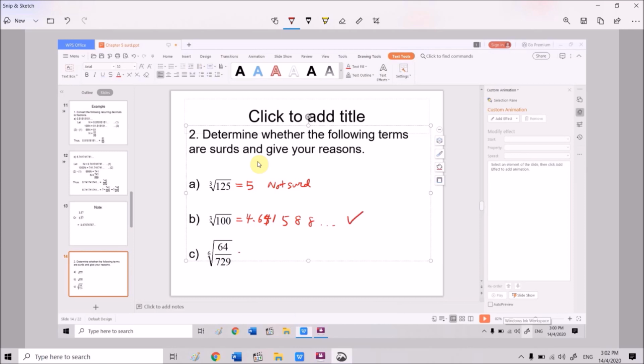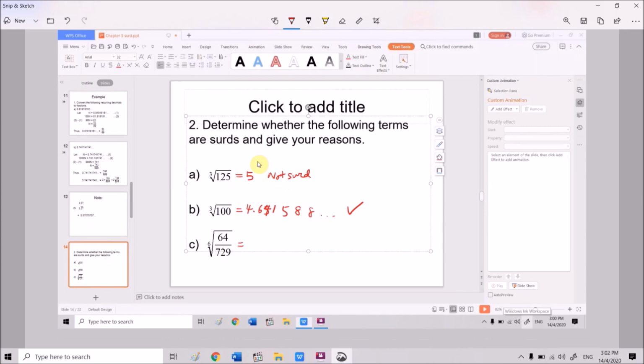And for this, even though it is a fraction, the 6th root of 64 over 729, when you key it into the calculator, you can actually simplify it and you'll get that it is 2 over 3. So this is not a surd.